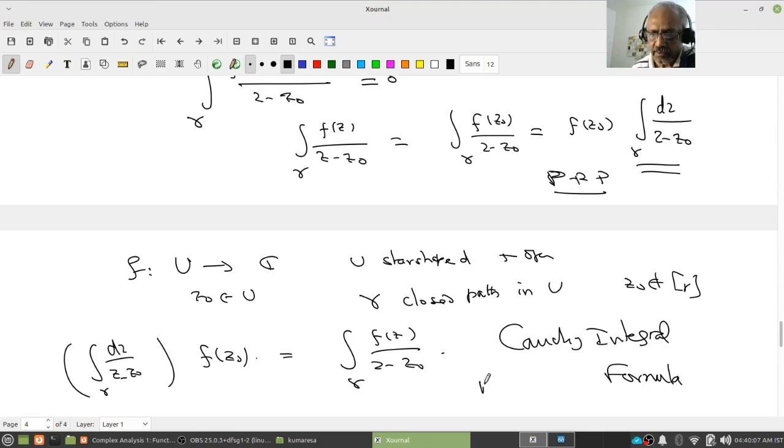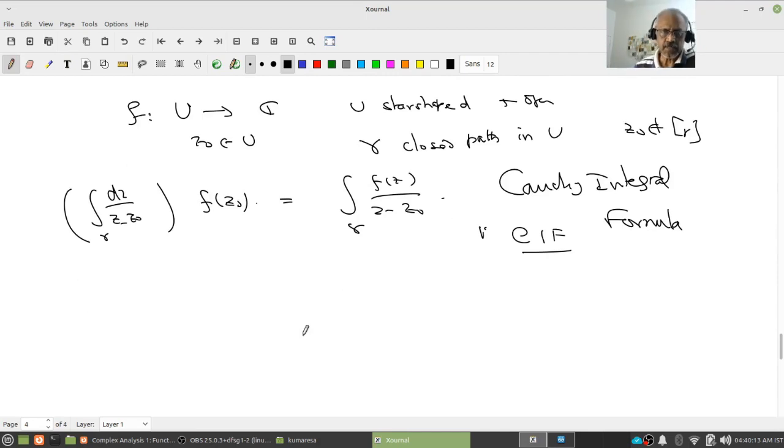I call it CIF, Cauchy integral formula. Right? So I almost got f of z naught as a Cauchy type. Notice that this is a Cauchy type integral.